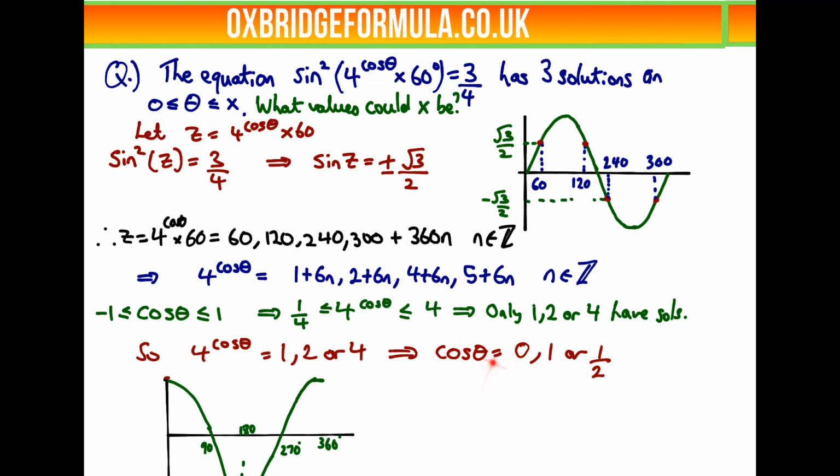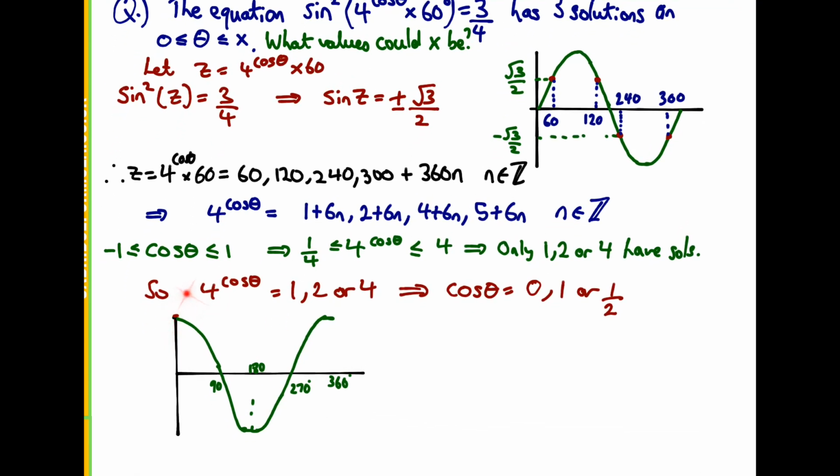So what values of theta could this tell us? Well, let's sketch the curve of cos theta. Remember what we're trying to show in this question. We know that this equation has 3 solutions in the interval theta between 0 and x. So our question is, for which interval does this have 3 solutions?